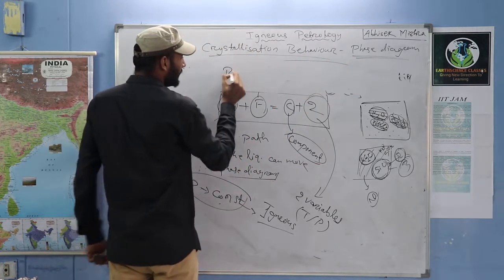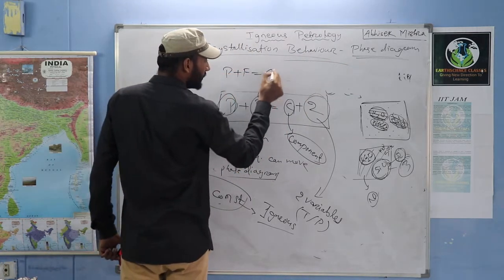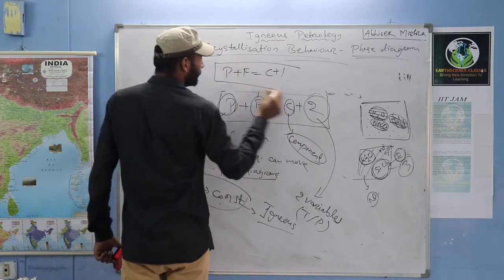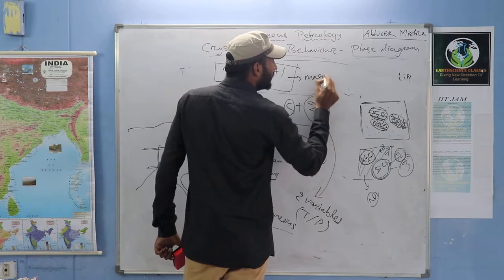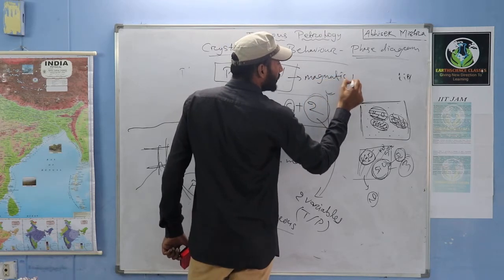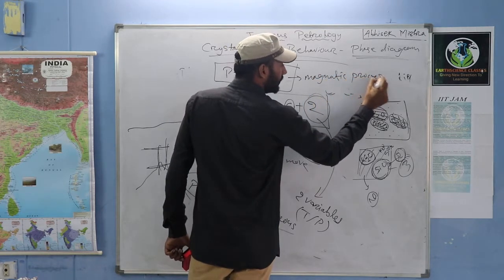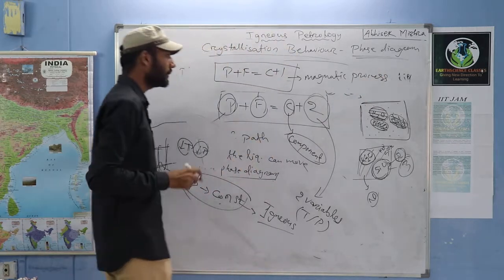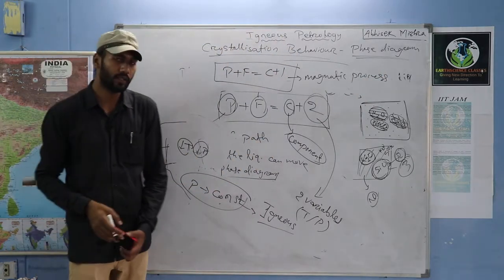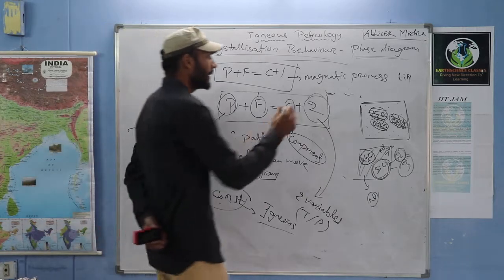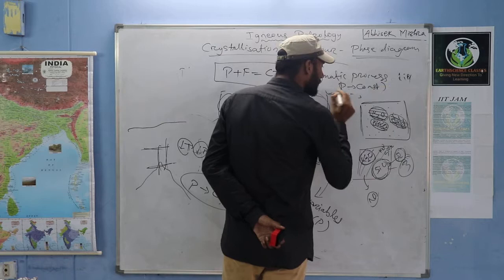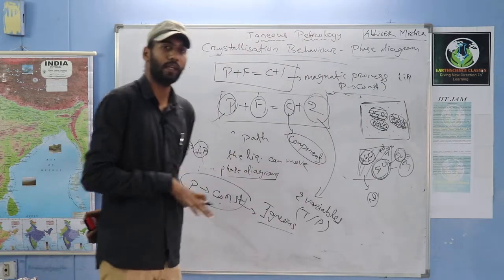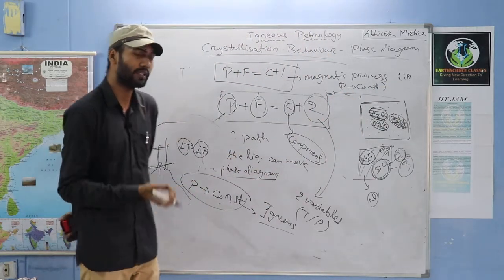What are we using? P + F = C + 1 in case of magmatic processes. Why? Because pressure is constant. Pressure constant means the depth of emplacement is constant. It is not changing. The magma is not moving upward.